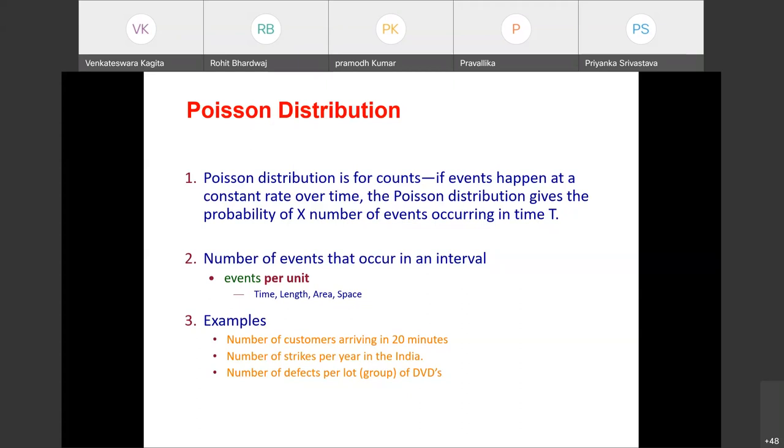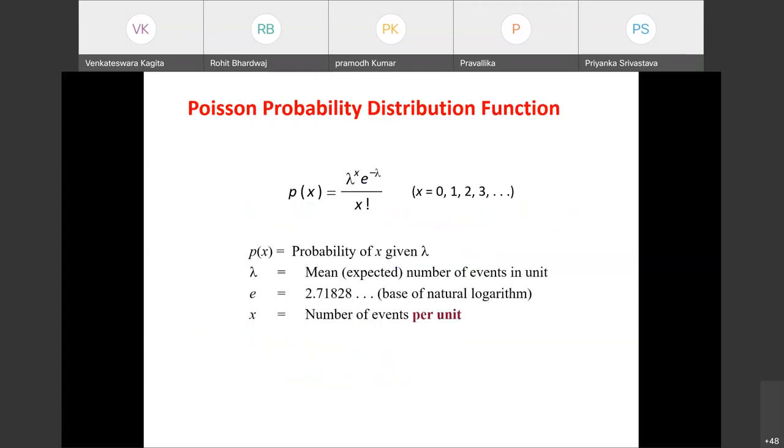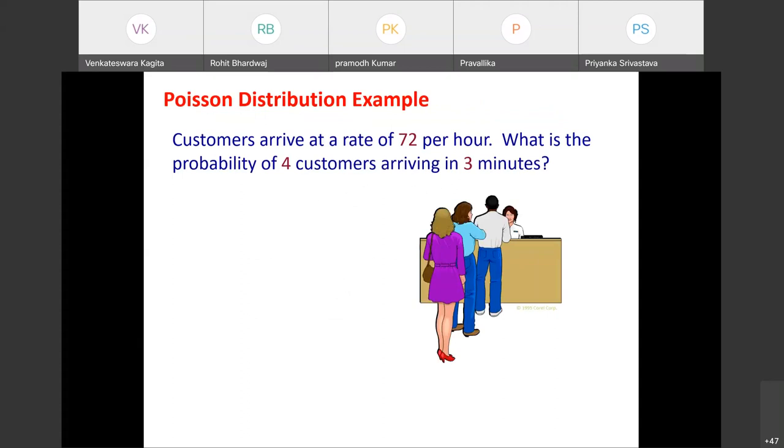So these are all things you can model using Poisson distribution. We'll give an example. This is the probability distribution function: lambda power x times e power minus lambda, divided by x factorial, where lambda is the mean, e is the base of natural logarithm, and x is the number of events per unit. So this is an example.